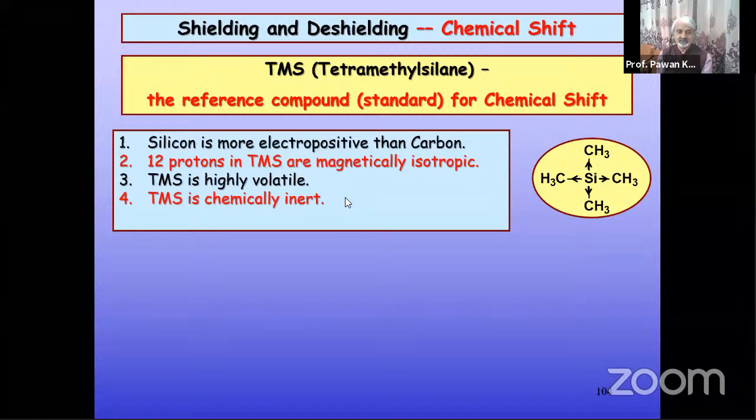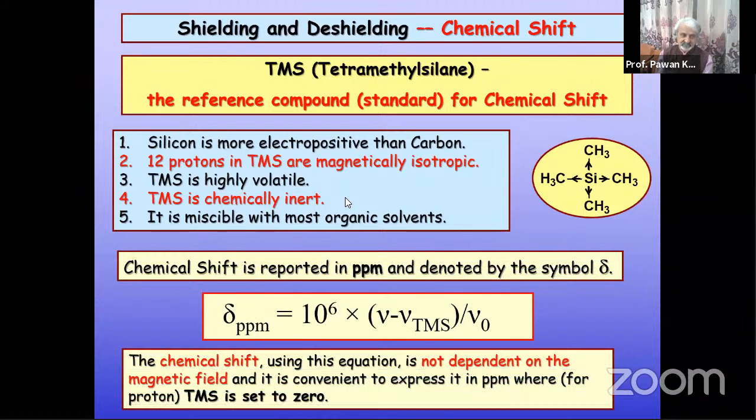That is also very important. You can get a very nice reference compound, but that may be reacting with so many compounds, with the result that ultimately the NMR of your sample may not be the NMR of your sample. That can be the NMR of the product of the reaction of your sample and your reference. So that is also an important characteristic, and TMS is chemically inert, and it is miscible with most organic solvents. That's also very important, because if it is not miscible, then we won't be able to use it as a reference for very many studies.